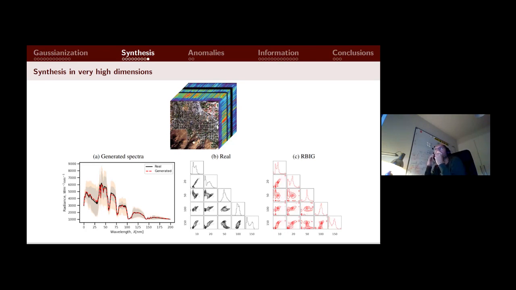And we used RBIG for this. We use this Gaussianization technique for this. So you can see on the bottom left that the mean spectra that it generated resembles quite well the original one. But one has to look at the joint relationships. In the middle, we show here the real joint distributions, but only for 4 spectral channels of interest, 4 dimensions. While on the right-hand side, you see that the synthetically generated samples mimic quite well the distribution of the original one. RBIG captures higher order representations very nicely and allows us to generate realistic pixels.